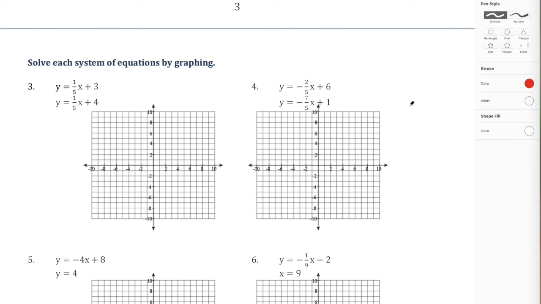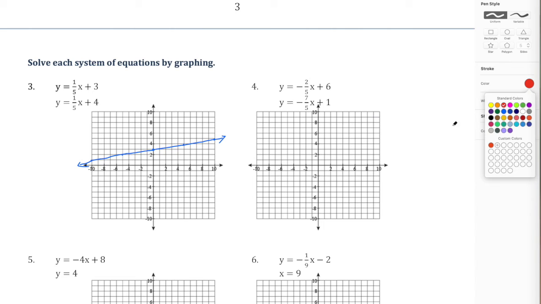So for the first graph, it starts up 3 and has a slope of 1/5, so it goes up 1 over 5, up 1 over 5, and we can go down 1 over 5 and down 1 over 5. So here's our first line. Great. And when we go to get our second line, it starts at +4. So right there, it goes up 1 over 5.